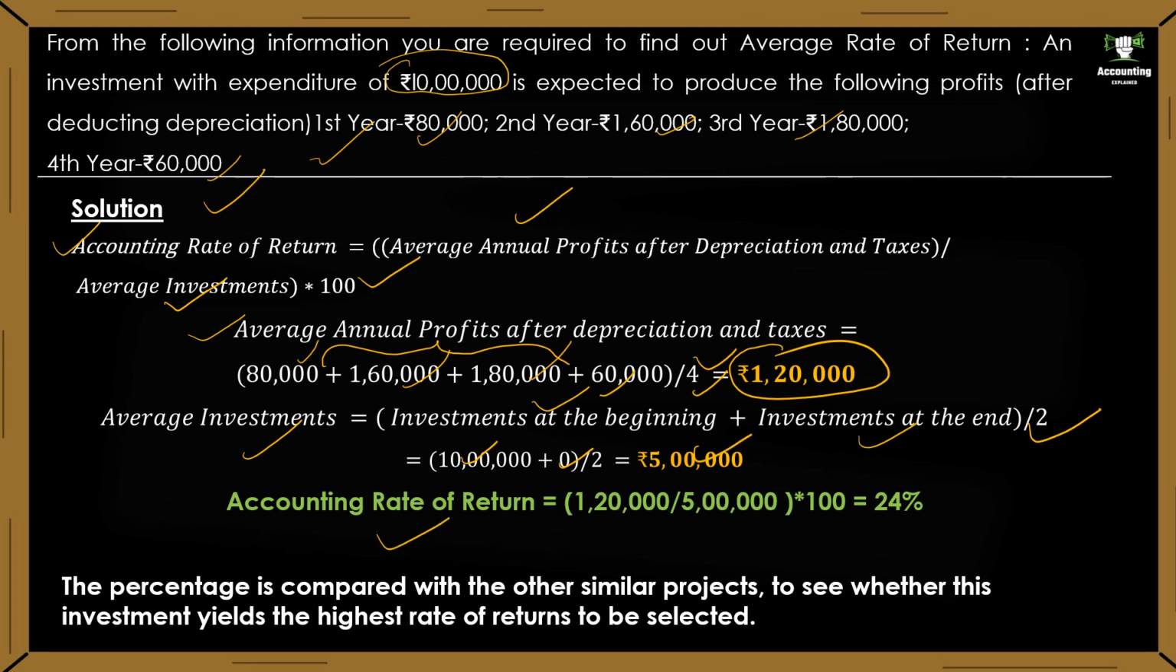Accounting rate of return: average profit after depreciation and taxes is 1,20,000 and average investment is 5 lakhs. 1,20,000 divided by 5 lakhs into 100, 24% is the ARR. What management will do is compare this percentage with other similar projects in similar industries to see whether this investment yields the highest rate of return to be selected. If this ARR is more than the average of the industry, then this will be selected, or else it will be rejected.